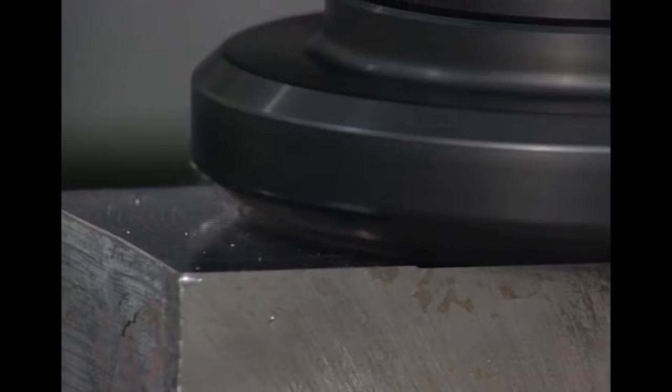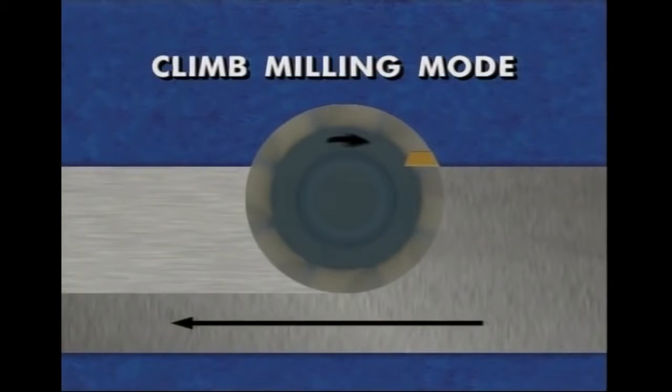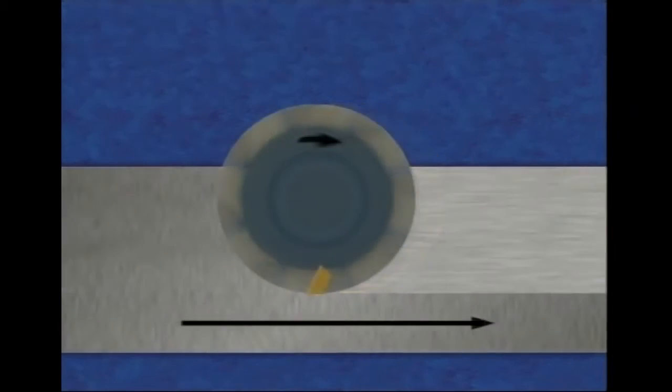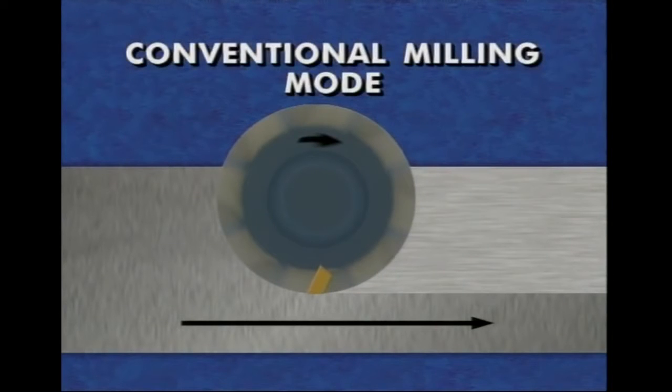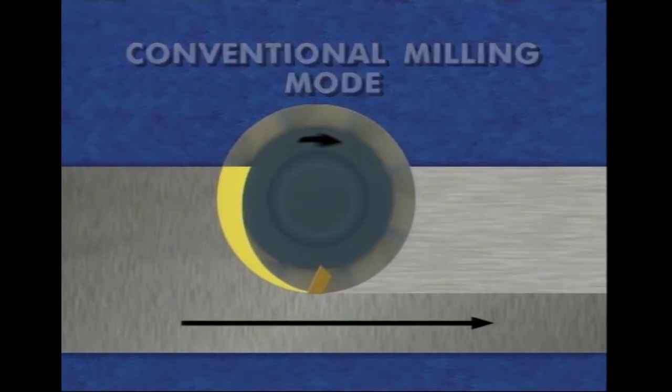Most milling with indexable insert milling cutters is performed using the climb milling mode, with the insert biting into the thickest portion of the chip first and then thinning towards zero upon exit. This is the reverse of the conventional milling mode, in which the milling cutter bites into the minimum chip thickness at the start of the cut and exits at the maximum chip thickness.